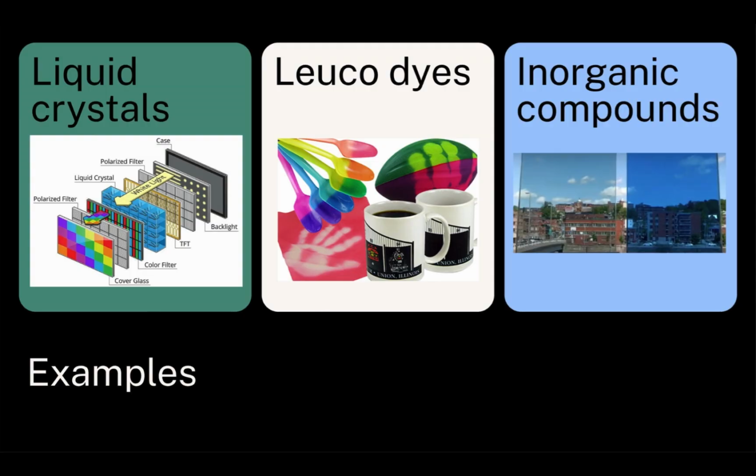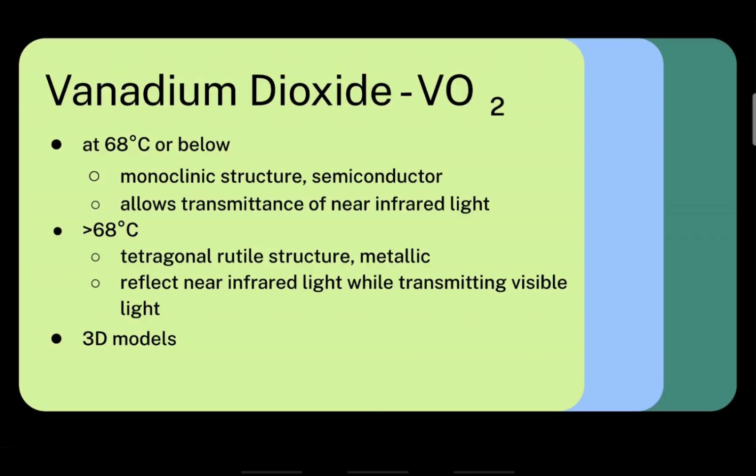For leucodyes, since the response temperature isn't as specific, it's used a lot for novelty or gimmicky products, like spoons that change color when they get cold, commonly used in ice cream shops, or coffee mugs that reveal a hidden design when hot coffee is poured into the mug, and so on. Lastly, here's an example of thermochromic glass, with the glass pane on the right being the hotter one in the reflective state.